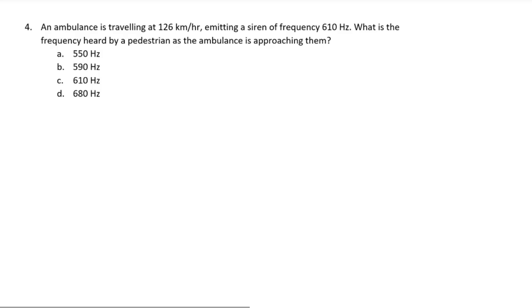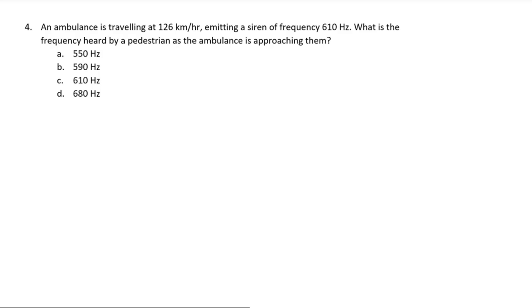In this particular example, we are told that an ambulance is traveling at 126 kilometers per hour. It is emitting a siren of frequency 610 Hz. We are then asked what is the frequency heard by a pedestrian as the ambulance is approaching them. Is it 550, 590, 610 or 680 Hz?